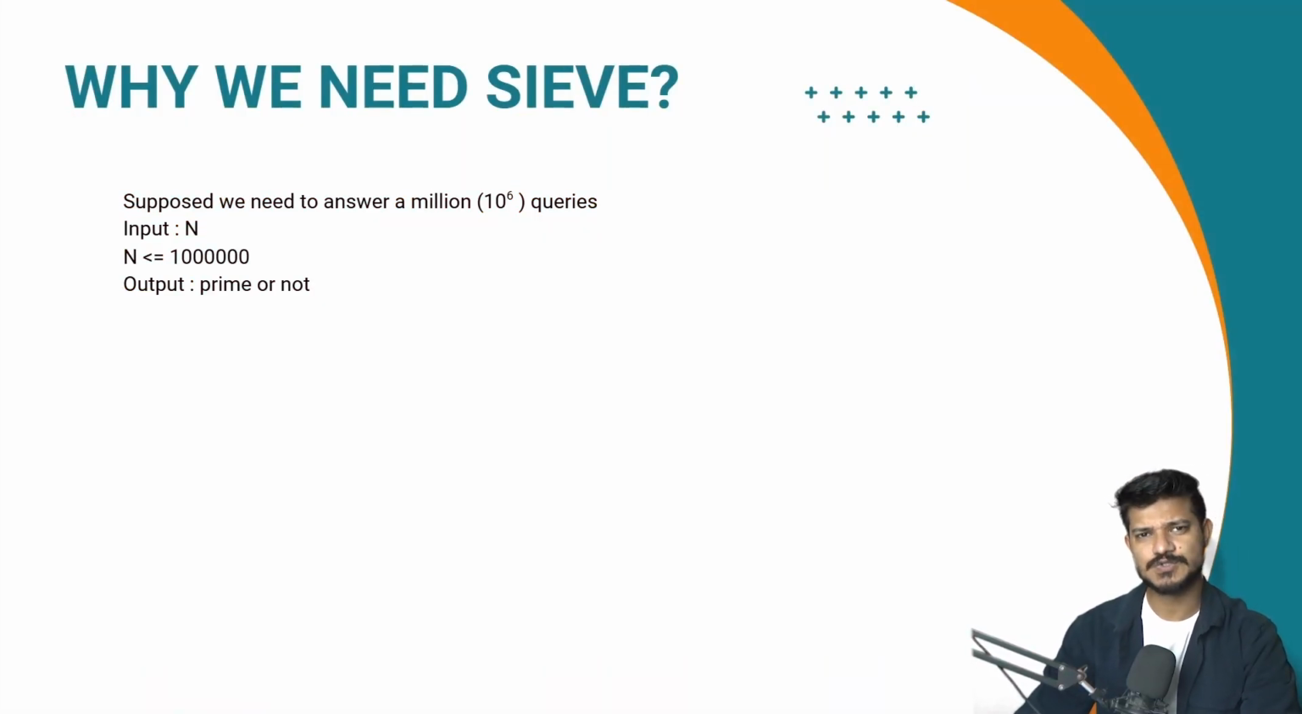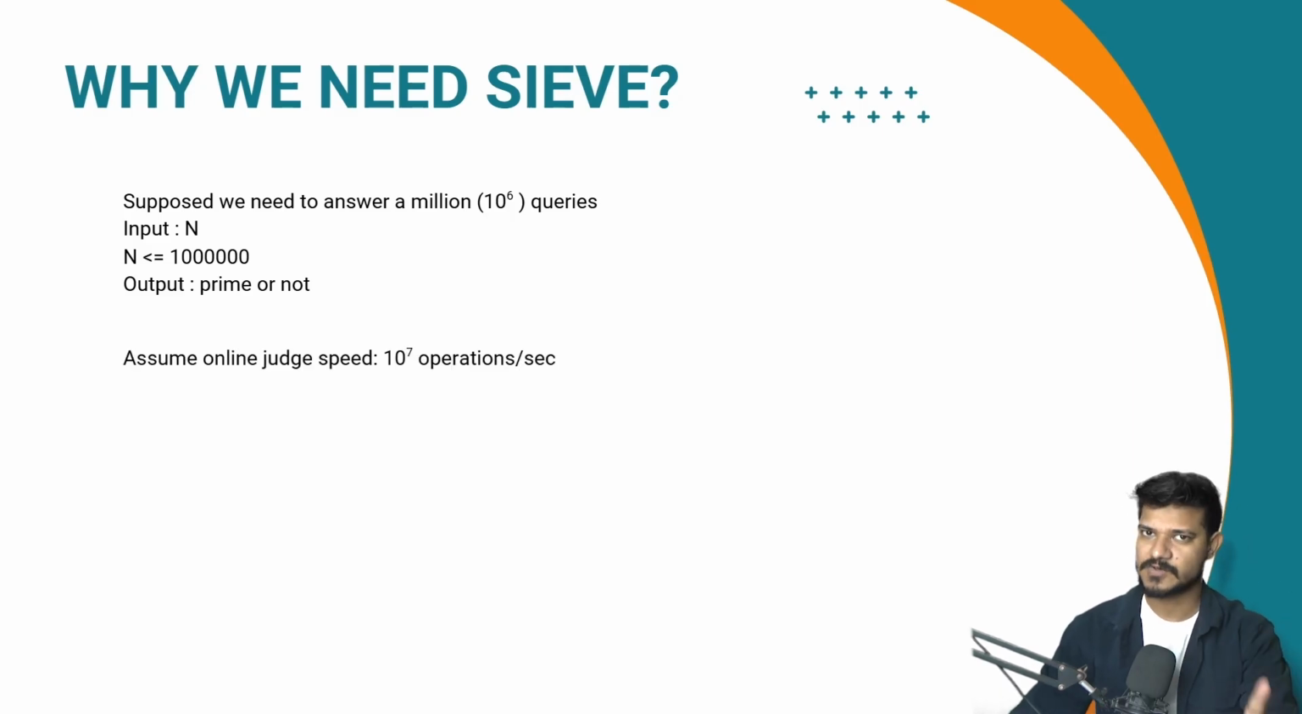The sieve algorithm is used for primality test. We already know one algorithm for primality test that runs in square root of n time, right? So why do we need sieve? Let's learn that first. Let's say you have to answer roughly 1,000,000 queries. In each query you'll be given n, which can be as large as 10^6 itself. Now you have to tell whether n is prime or not. Again, primality test, right? So how much time will it take?